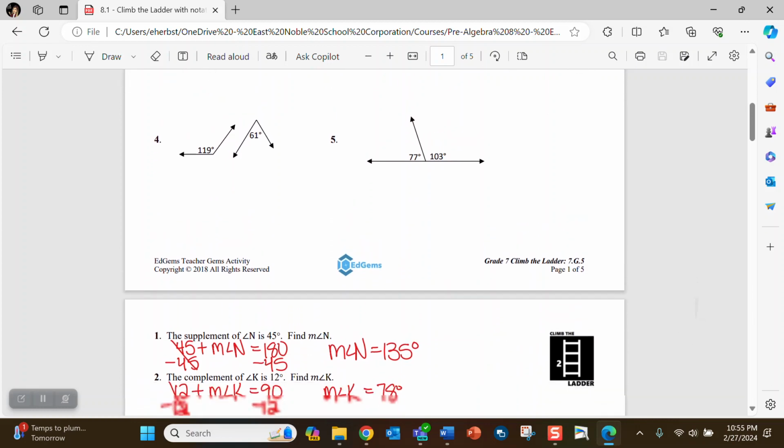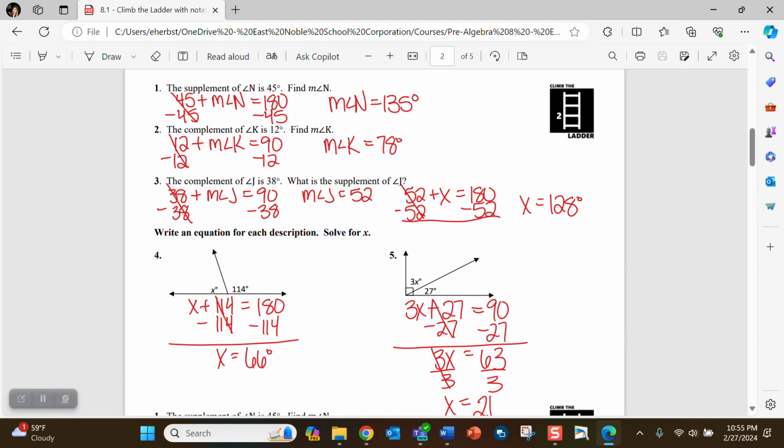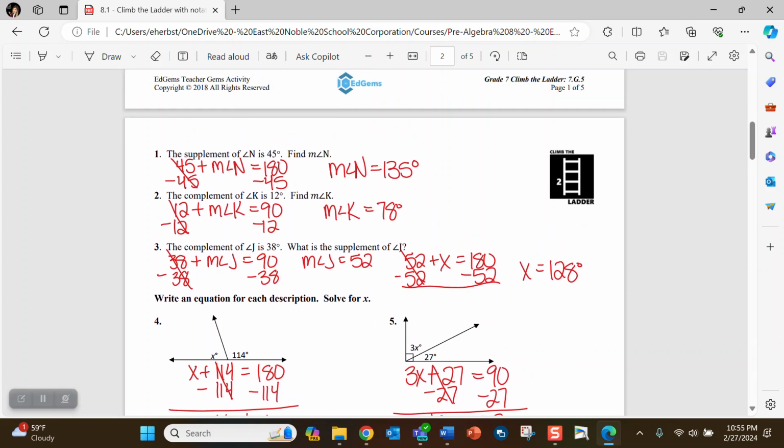Moving on to the second ladder. Number 1, you're told that the supplement of n is 45, so we're going to find the measure of angle n. 45 plus the measure of angle n is 180. Subtracting 45 from both sides gives us that the measure of angle n is 135 for number 1.